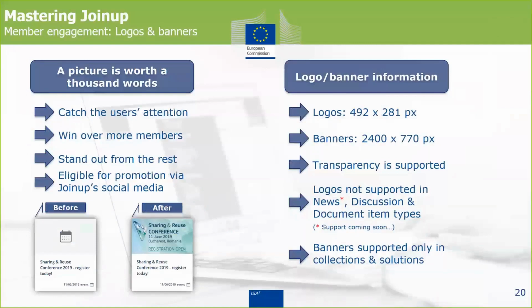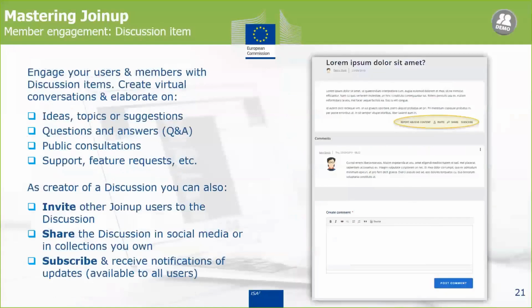Let's move on. I think we could go to the discussion item. This is another way to engage your members. We've talked about it in the past. Discussion items let you create a virtual conversation with your community. You can talk about ideas, topics, suggestions, or have questions and answers. You can use it for public consultations, support, feature requests, etc. The main thing to understand is that this discussion item is for fostering collaboration and interaction with your members. We'll quickly show you a demo, a discussion I have.